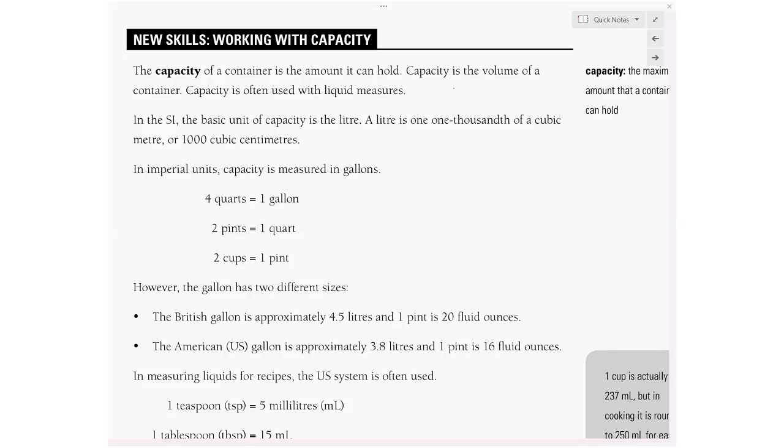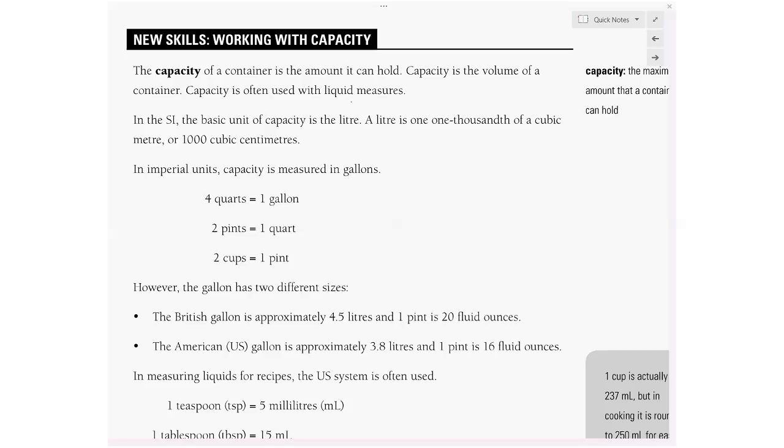I want to talk a little bit about working with capacity. Capacity is how much a container can hold. Essentially, it is the volume of a container. The difference between capacity and volume is that everything has volume. Volume is the amount of space something takes, and capacity is the amount something can hold.